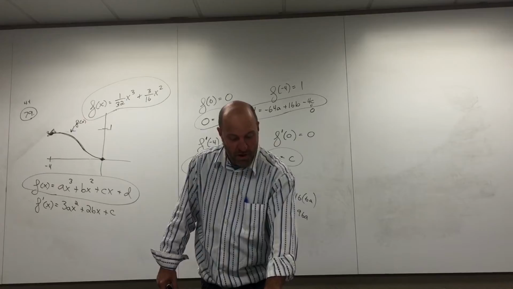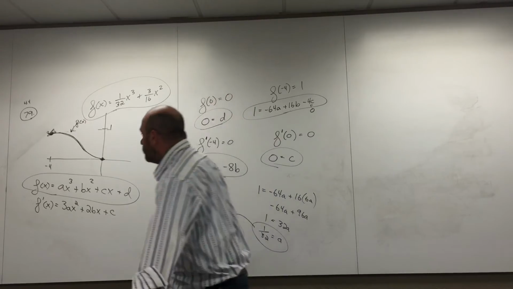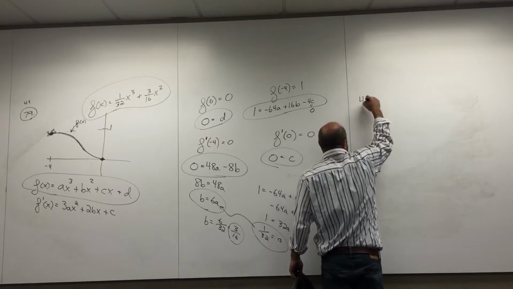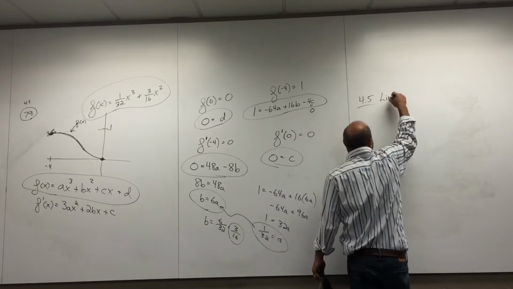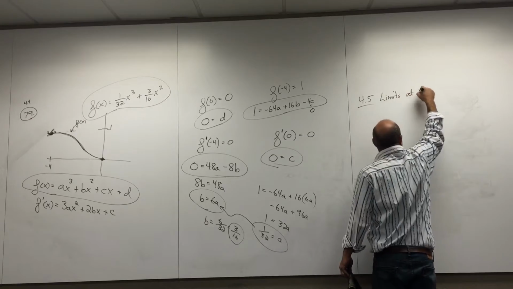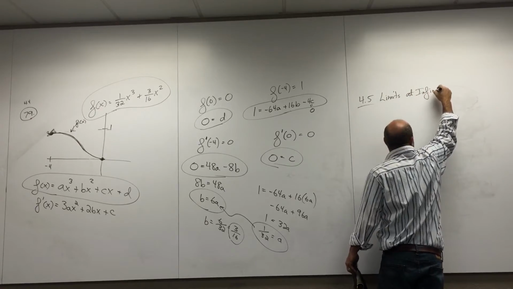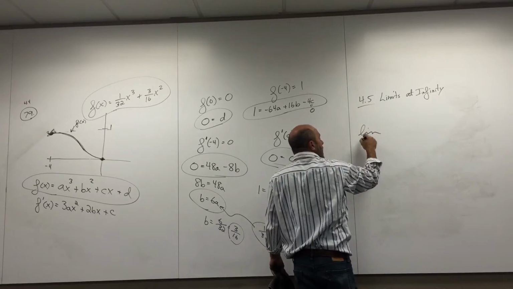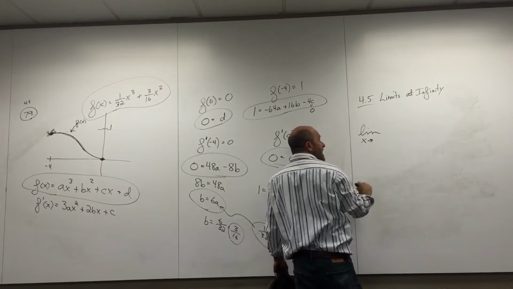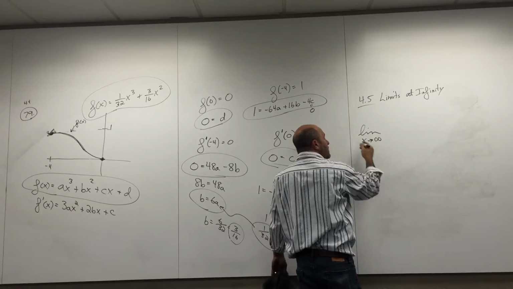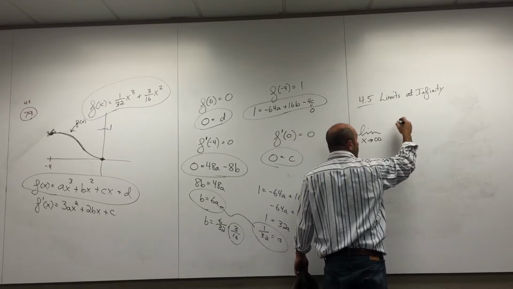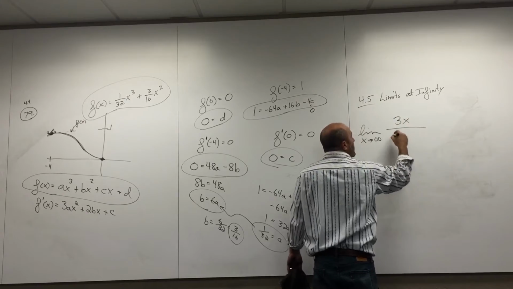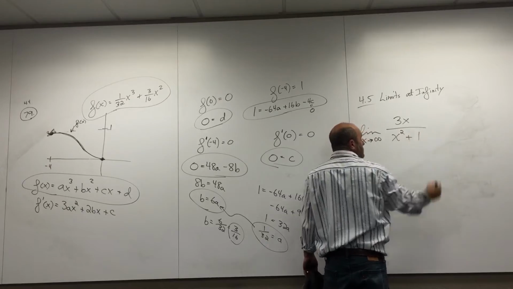Okay, listen. I'm moving on here. I'm going to 4.5. In 4.5, the title is Limits at Infinity. And I just want to show you, I don't think I assigned a whole lot of these problems. We can revisit these limits later in Cal 2. The limit as x goes to infinity of 3x over x squared plus 1.